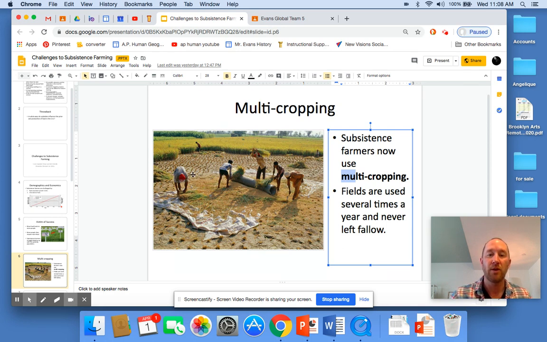So here's a rice harvest. They planted the rice, they grew the rice, they're harvesting the rice, and then they're going to do it all over again, in some cases, multiple times per year. And so that puts a ton of stress on the soil and the nutrients in the soil.